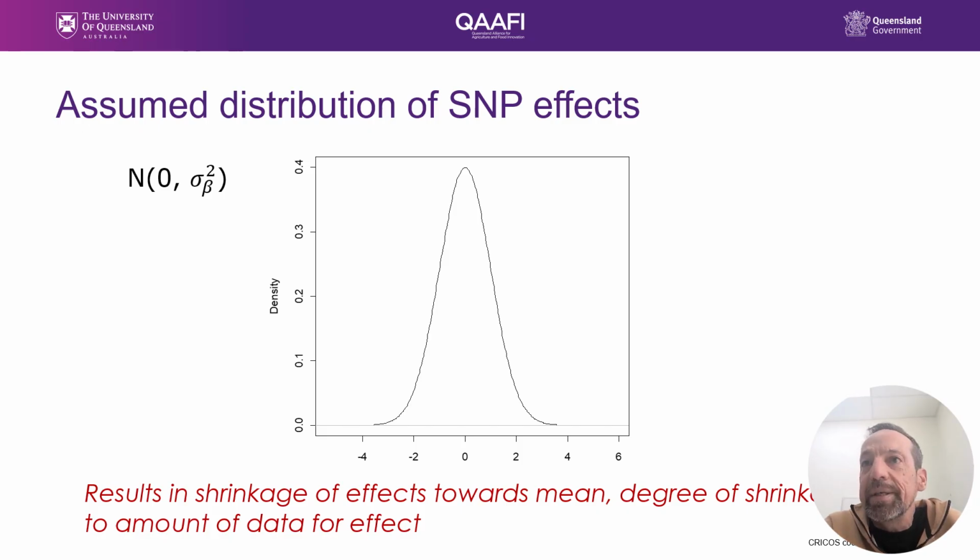When you invoke this assumption in your linear model and solve it with the mixed model equations, what it actually does is it results in shrinkage of your SNP effects towards the mean, and the degree of shrinkage is proportional to the amount of data for the effect. So the less data you have for a SNP, the more the effect will be shrunk towards zero.